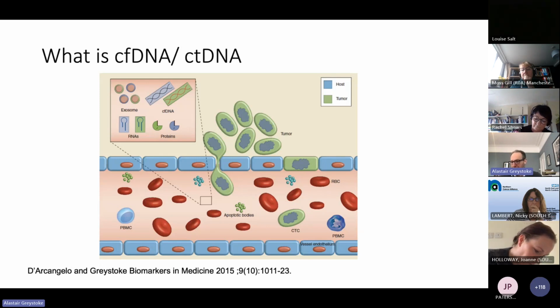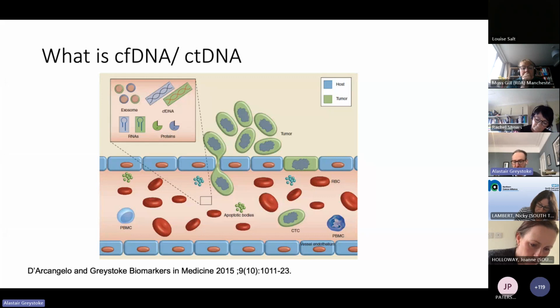If you have something abnormal in your body, for example, if you're pregnant, there will be some of the fetus's DNA in your bloodstream circulating. And if you have cancer, particularly late stage cancer, you will almost certainly have a small amount of the tumour DNA in your circulation. So what we call circulating tumour DNA. So circulating tumour DNA is a subset of circulating free DNA.